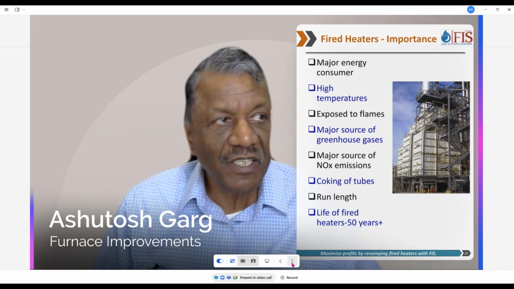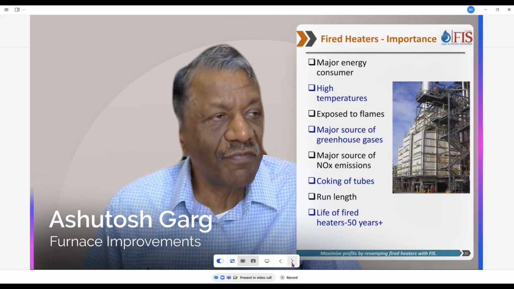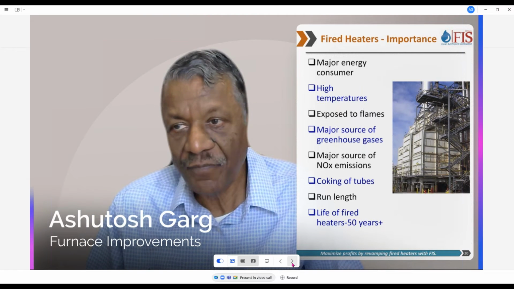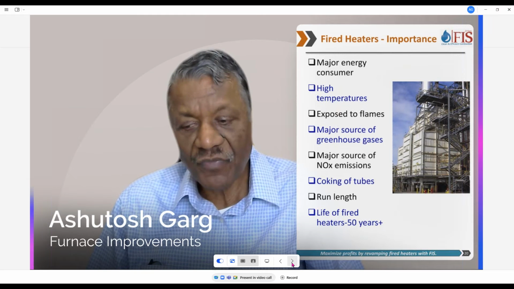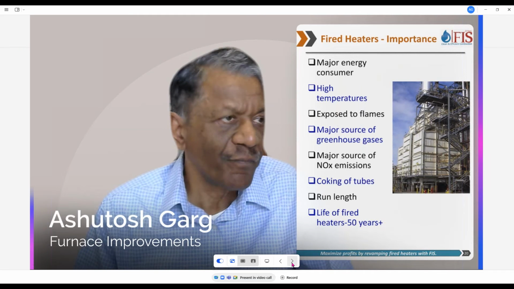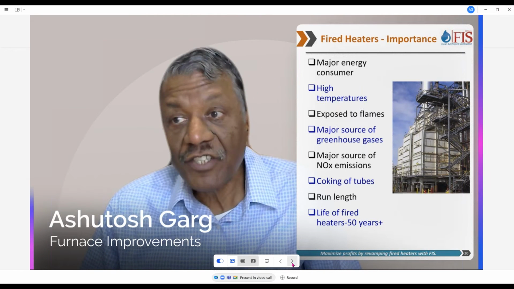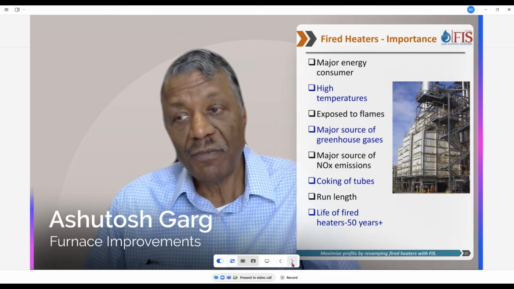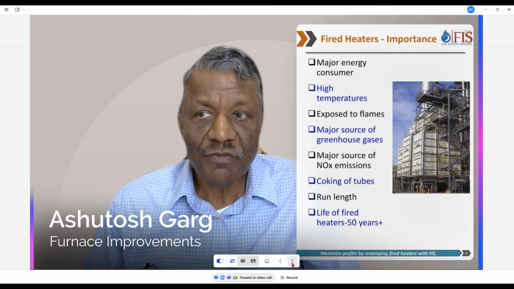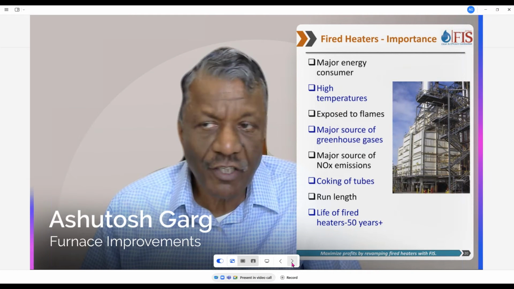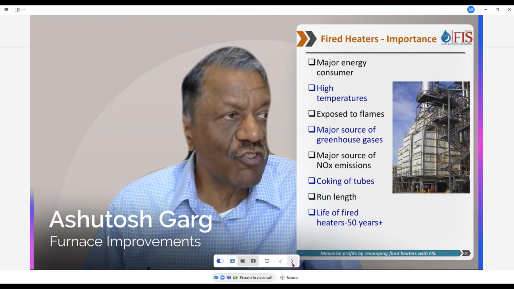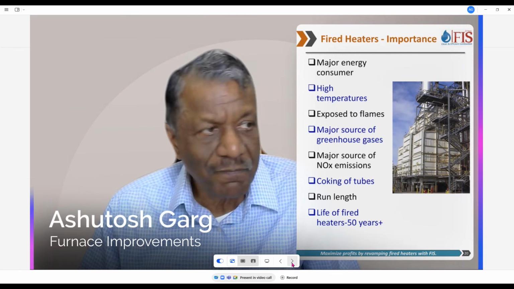Let's go into details and talk about the fired heater. Fired heaters are a very important component in the refineries. In fact, if you want to describe the refinery in two major equipments, it will be heaters and columns. Fired heaters are major energy consumers. 0.44 million BTU per barrel of oil is how much energy they consume. They are used for high temperatures, heating of fluids all the way up to 1000 degrees F. This is the only equipment where you are exposed directly to flames.